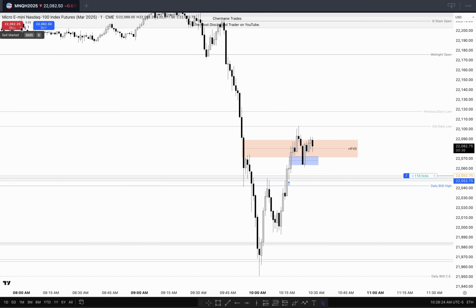Midpoint of that inversion fair value gap, looking for sensitivity. Like the entry, no drawdown on the entry. If we manage to get that partial above that swing high, then I'll probably hold the last 6, maybe for a full pool. We'll just see how the order flow's looking.